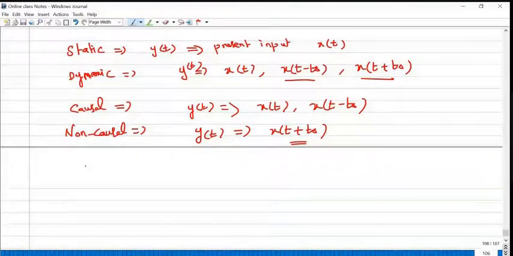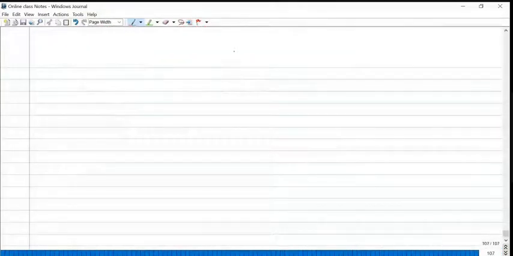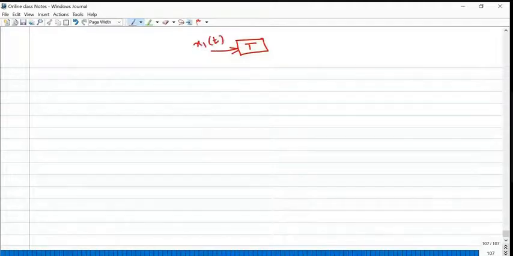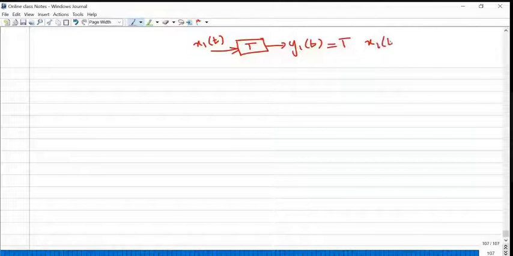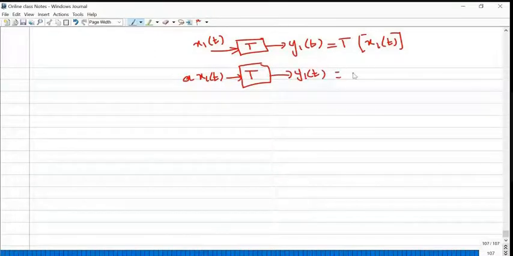Then we discussed a very important system property, linearity and non-linearity. So we have taken a system which has a transfer function T. Let us assume our input is x1 of t. The system gives some output or response y1 of t. The y1 of t is equal to T of x1 of t. Suppose you multiply your input signal by a, x1 of t, then the system output should be equal to a into T of x1 of t.